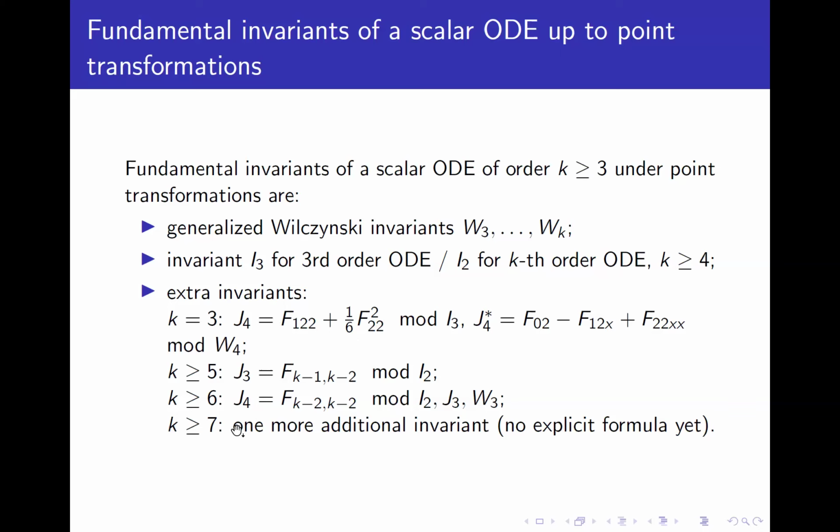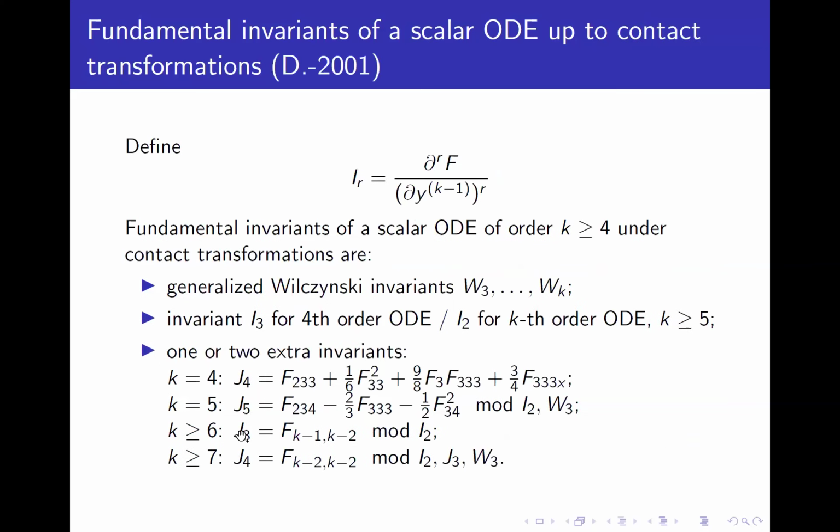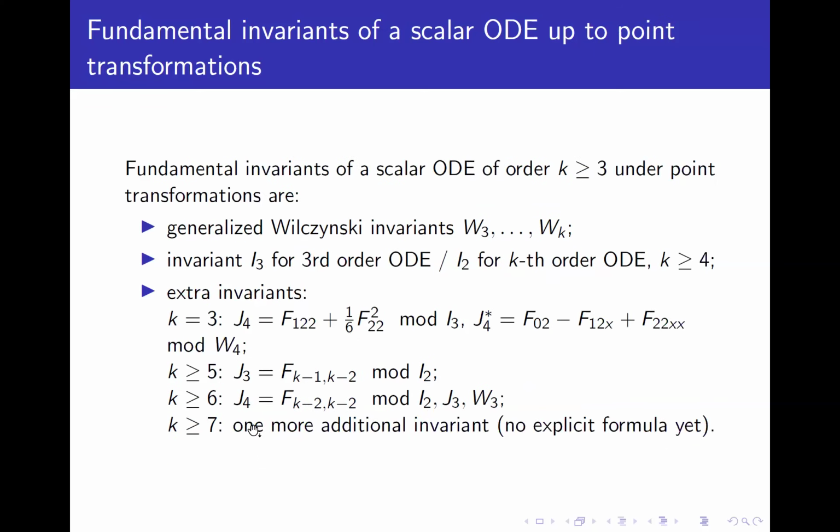So this thing down here is what we were not yet able to compute. One more additional invariant is here, and the reason why it is very difficult to find an explicit formula is that, unlike contact geometry, in point geometry the degree of this invariant grows with k. Here degrees were limited to 4 only. Here we have one more invariant that is of degree, I think, k or k minus 1.